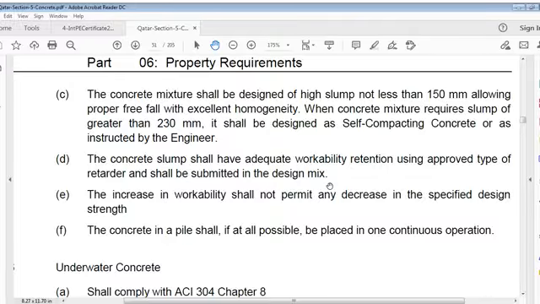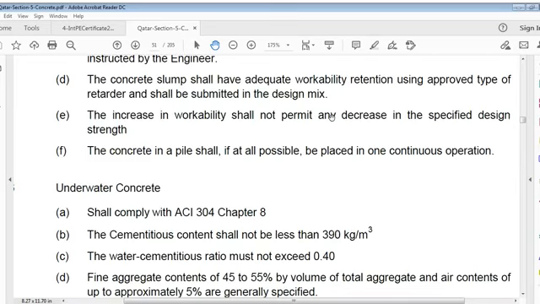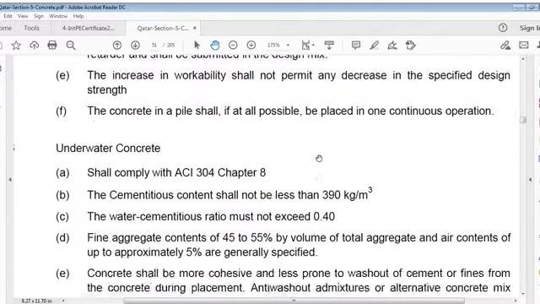Concrete slump shall have adequate workability retention using approved type of retarder, and shall be submitted in design mix. Increase in workability shall not permit any decrease in specified design strength. Concrete in a pile shall, if at all possible, be placed in one continuous operation, continuous flight auger, CFA we call it.